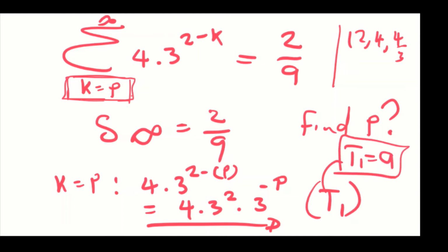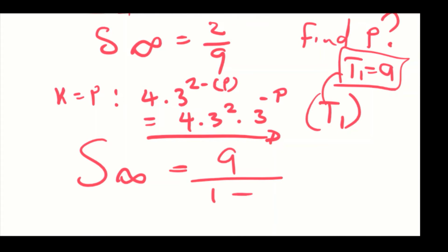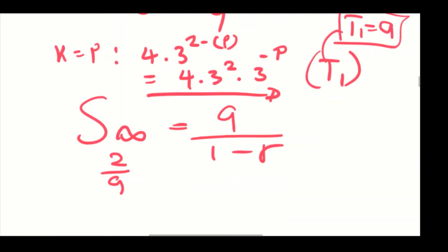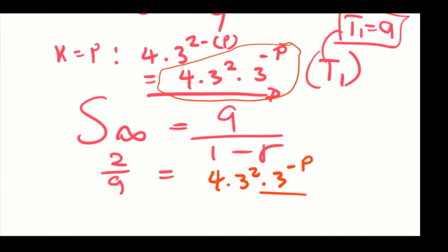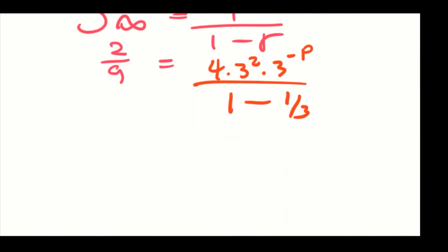So what we're going to do is this. We're going to write our sum to infinity, which is equal to a over 1 minus r, where our sum to infinity is 2 over 9, right? And our value of a is what we found, 4 multiplied by 3 to the power of 2 multiplied by 3 to the power of minus p, divided by 1 minus our r, which from the previous question was 1 over 3, right? So we're going to cross multiply this expression here, right? But before we do that, let's first deal with what's at the bottom here, right?